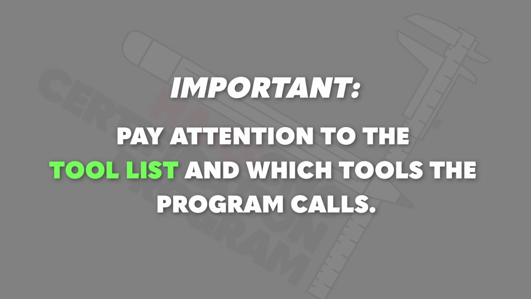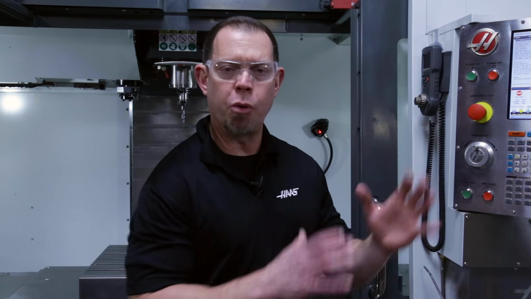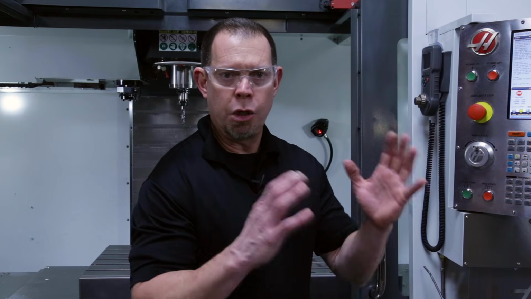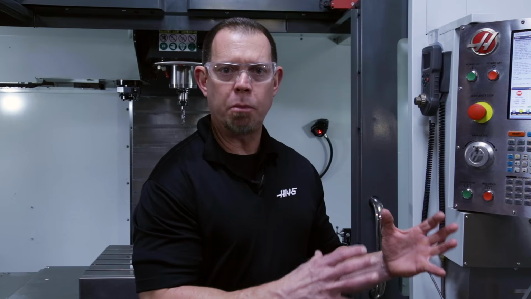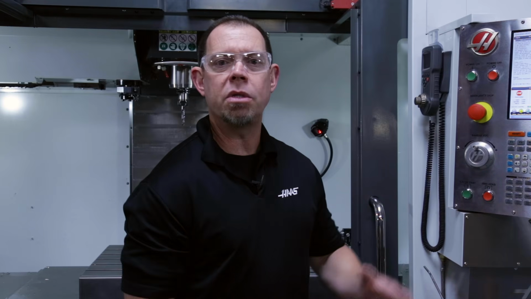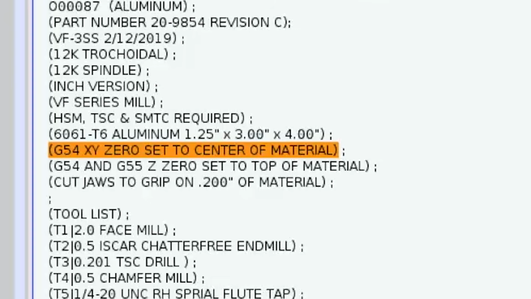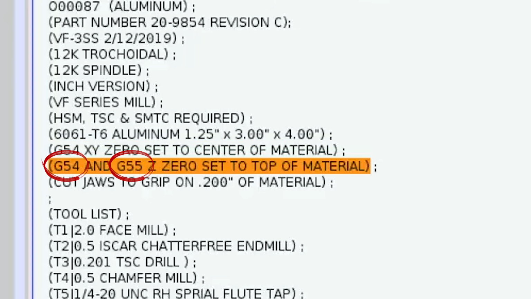When you're running a new job for the first time, it's very important that you pay attention to the tool list and which tools the program calls. As the machine operator, you are the final check on the work done by the programmer and setup person. You have an opportunity to catch a potential mistake just by paying attention and verifying that the tools listed in the program match what the program is actually doing. The work offset should also appear in the comments at the beginning of a program.